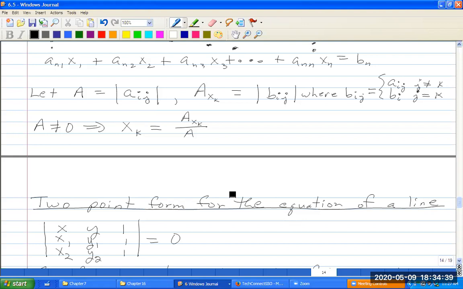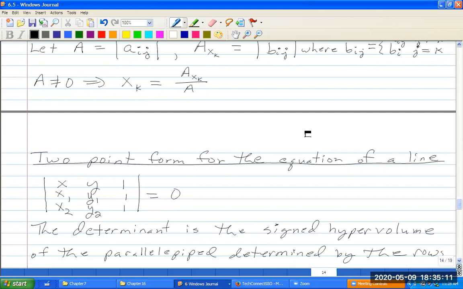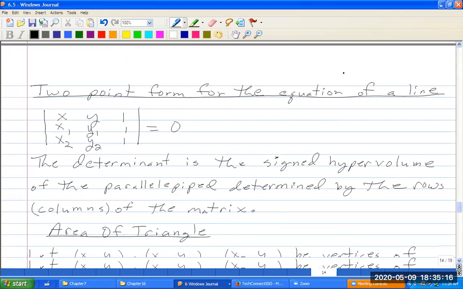Two-point form for the equation of a line. Well, the two-point form for the equation of a line is given by this determinant. It's a nicer way of writing the two-point form for the equation of a line, just by saying it's equal to this determinant. The determinant, what is the determinant? It is determined by the rows and columns of the matrix.